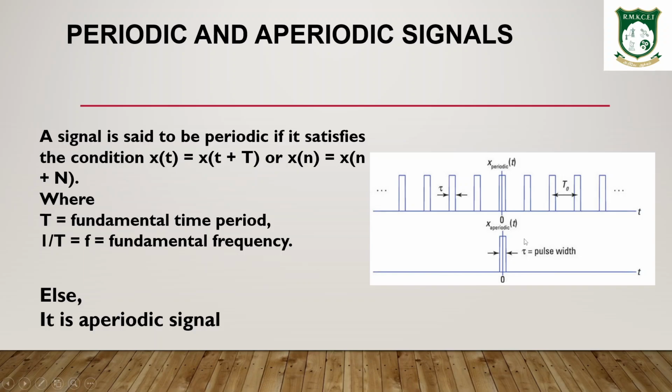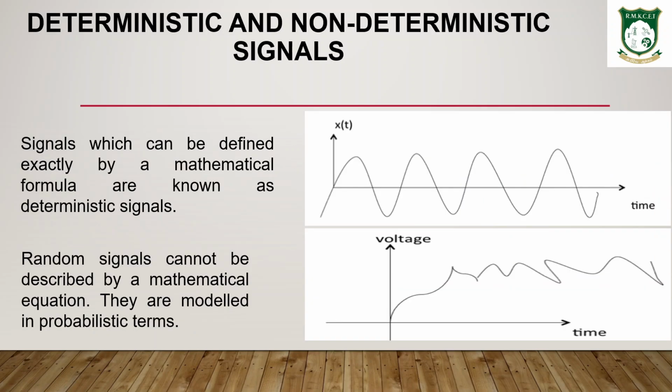So this graph shows an example of a periodic signal. Here is a pulse, and this pulse is repeated after some time. After the same time it is once again repeating. So it is repeating its pattern, so it is periodic. But in the second graph, it is not repeating its pattern, so it is an aperiodic signal. Only one pulse exists in the second one. It is not repeating its pattern, so it is an aperiodic signal. This is about periodic and aperiodic signals.